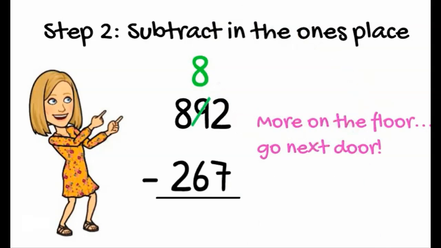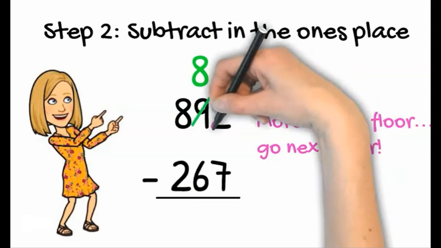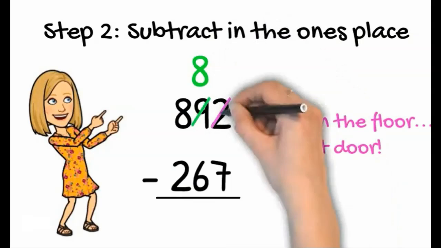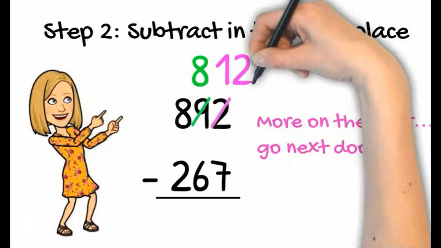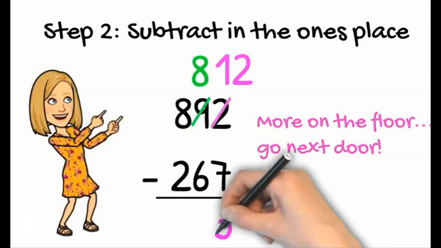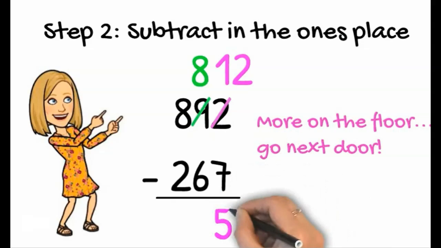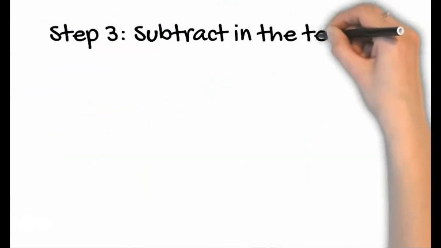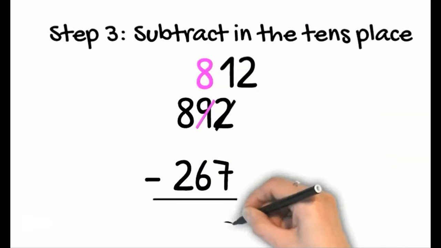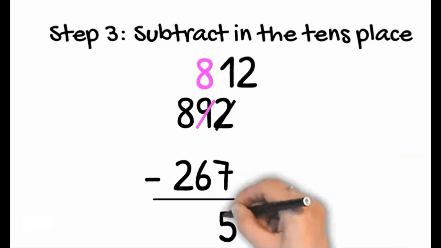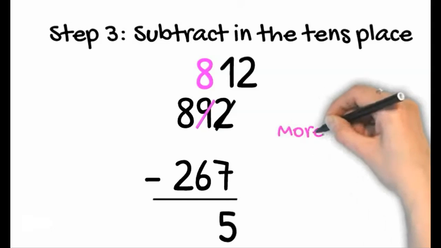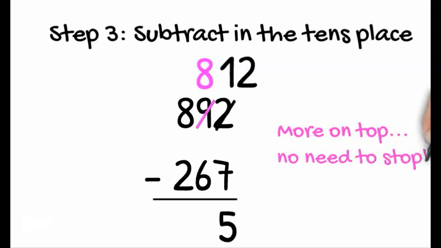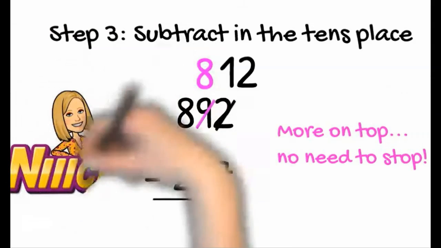9 take away 1 is 8. So we make sure to write that 8 on top so we don't make a mistake. Then we walk back next door with our 10 stick. Now we have a 10 stick and 2 ones. So that makes 12. 12 take away 7 is 5. Our ones place is all ready to go. Step 3. Now we're ready to subtract in the tens place. So now we have 8 take away 6. Is that more on top or more on the floor? You're right, it's more on top, no need to stop. We can just subtract. 8 take away 6 is 2.